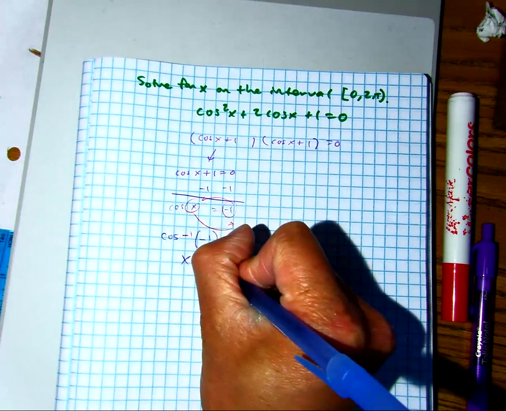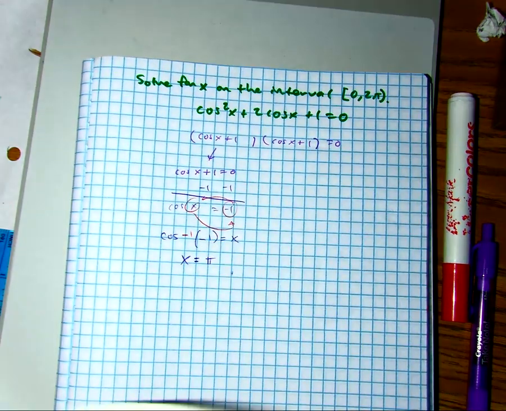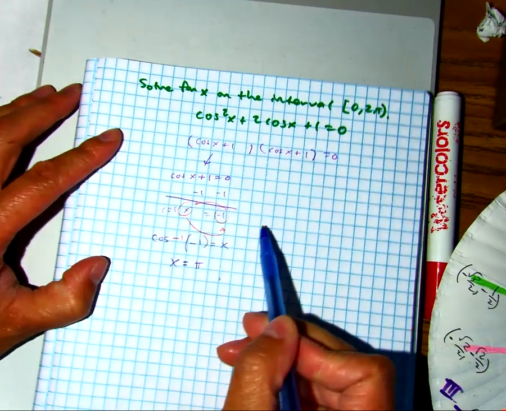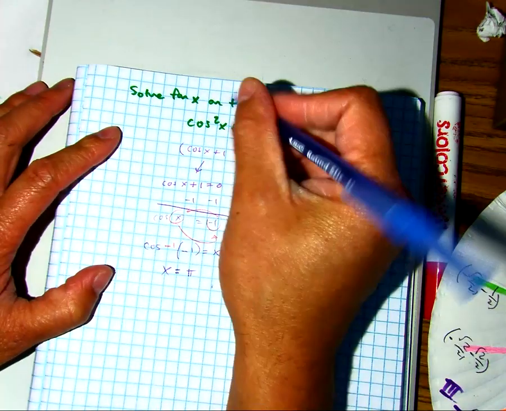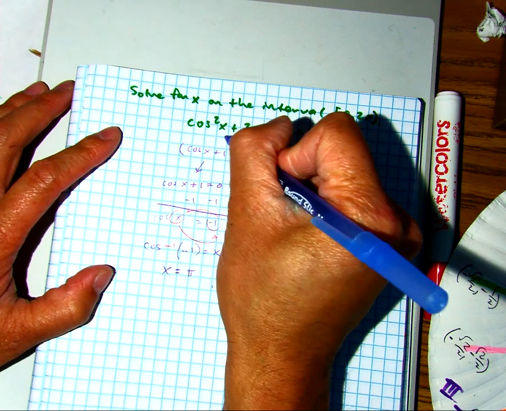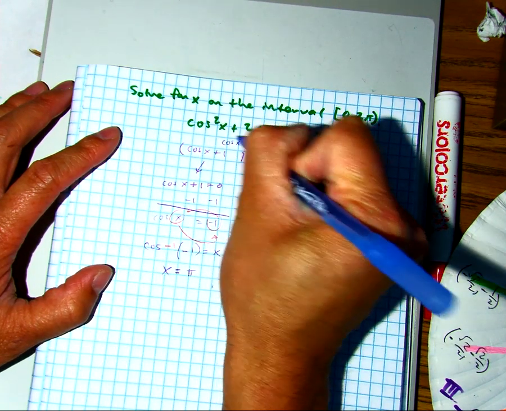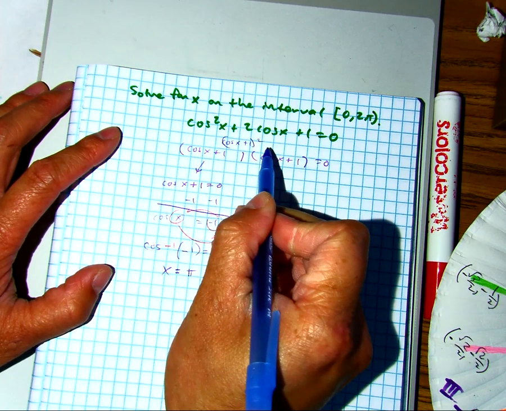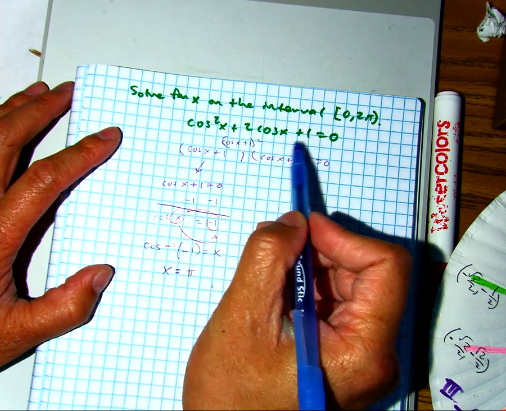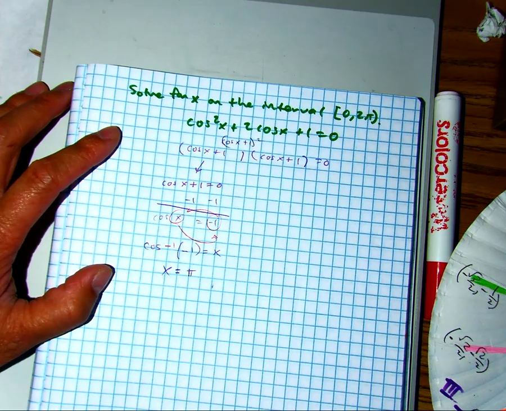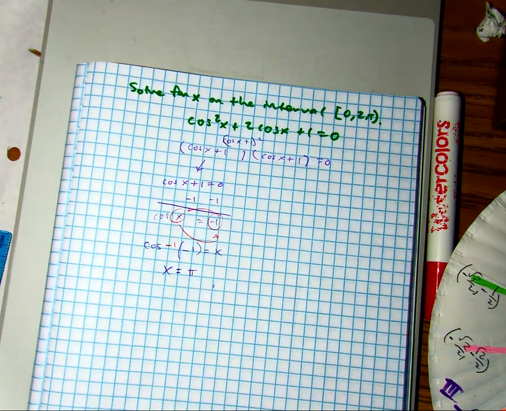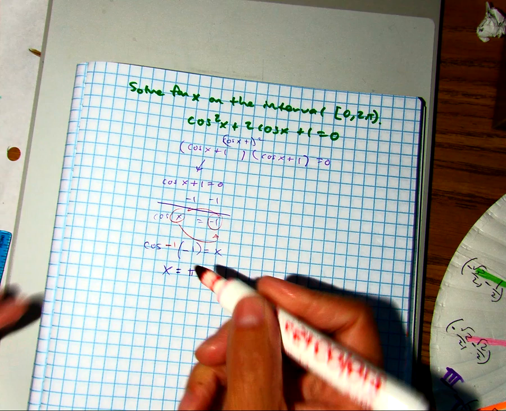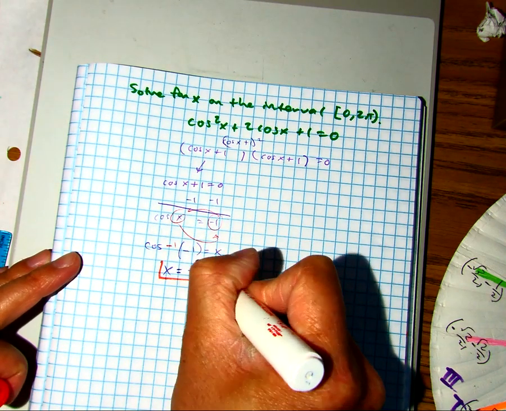Now, think about this, class. Do you want to do the same problem over again? No. No. So, really, you could have written the problem like this: cosine x plus 1 squared. Yes? And then you could have solved by the square root method. So our only answer is pi. Let me prove to you why. What does this mean?